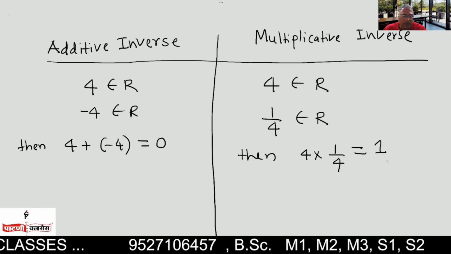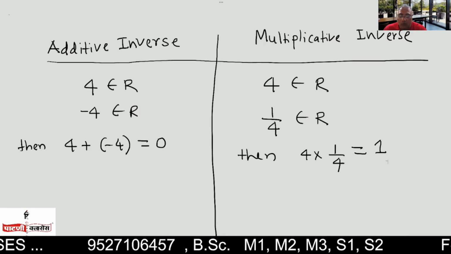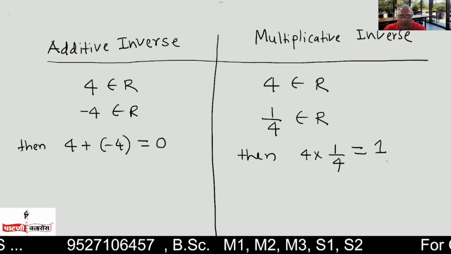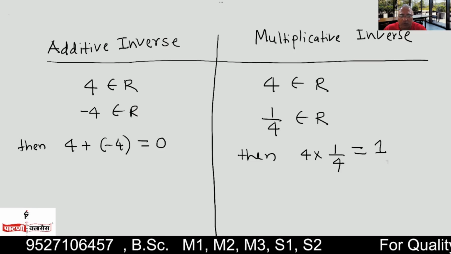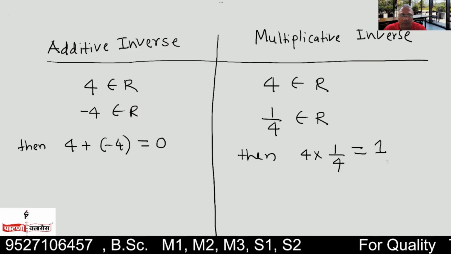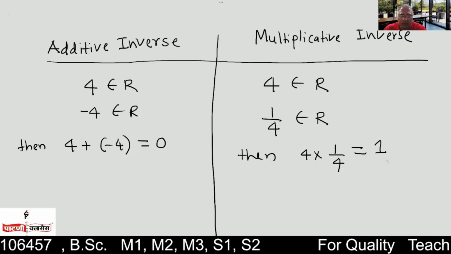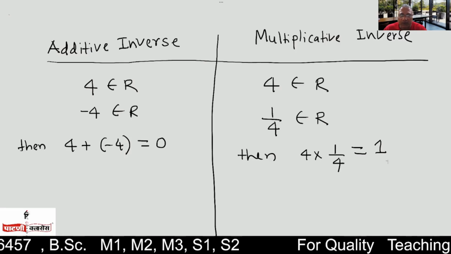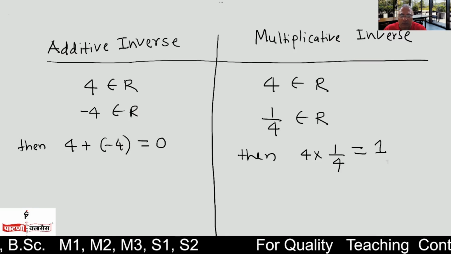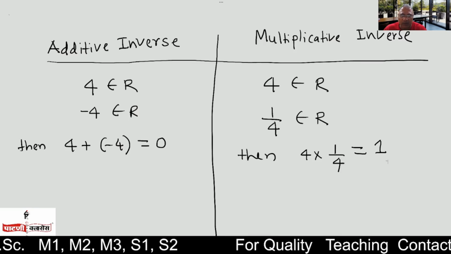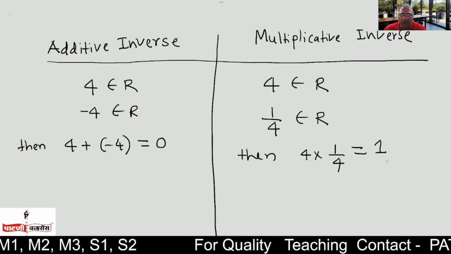Similarly, if I have a number like 4 that belongs to real numbers, then 1 upon 4 is also a real number. We know that every such number is a real number: 0.1, 0.2, 0.25 are also real numbers. If I multiply 4 into 1 upon 4, I am going to get 1. That means 4 is the multiplicative inverse of 1 upon 4, or 1 upon 4 is the multiplicative inverse of 4. Thus, in the case of real numbers, additive inverse and multiplicative inverse exist.